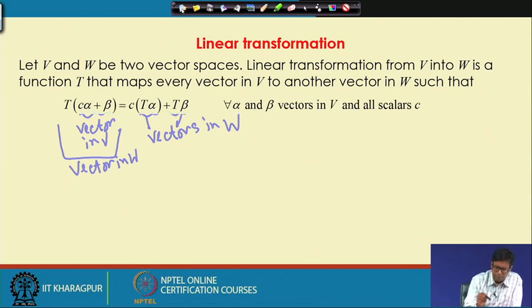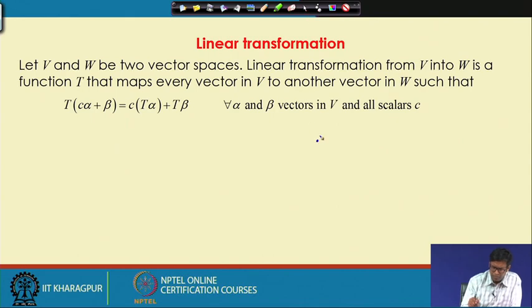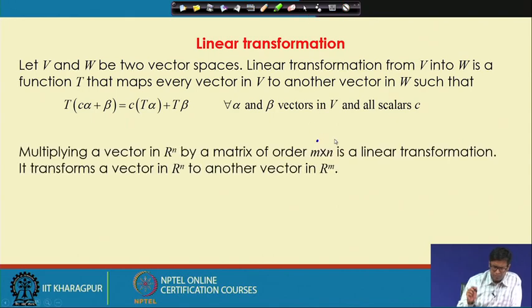Multiplying a vector in R n by a matrix of order m into n is a linear transformation. So, we will see multiplication by any matrix is a linear transformation, and that is consistent with the definition we have given here. Now, if I multiply a vector in R n with a matrix of order m into n, the resultant will be a vector in R m. So, a vector in R n can be transformed to a vector in R m.